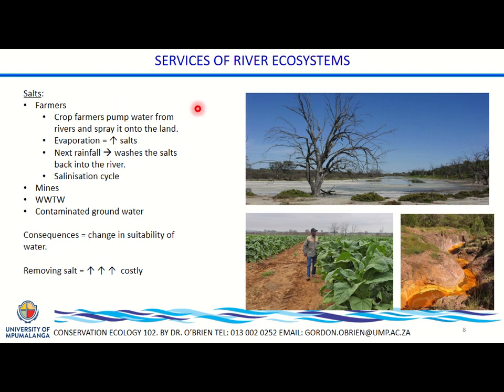So crop farmers pump water from rivers and spray it onto their land. So they're taking the water out and they're irrigating it onto the land. Now that water already contains a little bit of salt. And as it goes onto their land, what happens? You start to get evaporation and the plants use up the water. What's left? The salt. And if they do it again and again and again without managing their land, the salt concentration starts to grow. And eventually, after a long period of time, which is this picture above, the land becomes unusable because it's got too much salt.